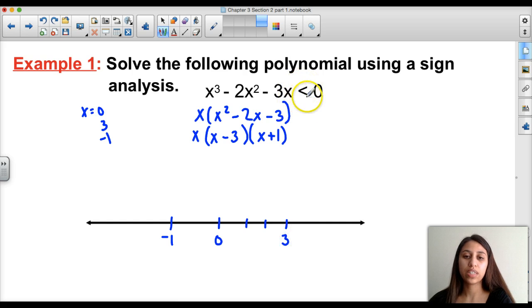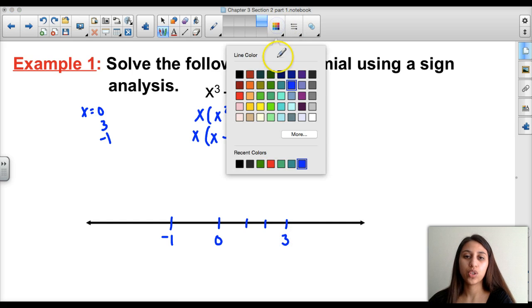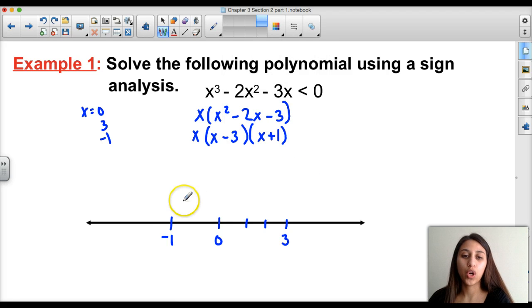Then notice this is strictly less than 0, so that means we'll have to have an open circle at each of our zeros. Then we can do our sign analysis. So if we test one value to the left of -1, let's test -2. Okay, so -2 in for x is a negative, -2 minus 3 is negative, and -2 plus 1 is negative. 3 negatives will be a negative.